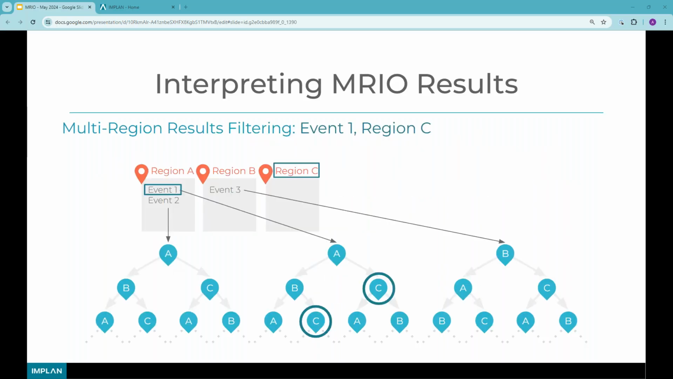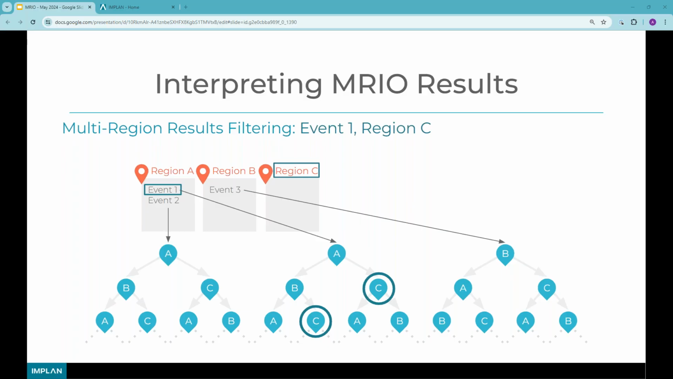So just thinking about an MRIO analysis here, if we're thinking about slicing and dicing those results. Here we have an MRIO analysis using 3 regions, region A, B, and C, and we have 3 events. Event 1 and 2 happened in region A, and event 3 happened in region B. Region C had no events. But because we've linked it up in the analysis, we are still going to see some effects there. They're going to be the indirect and induced effects.